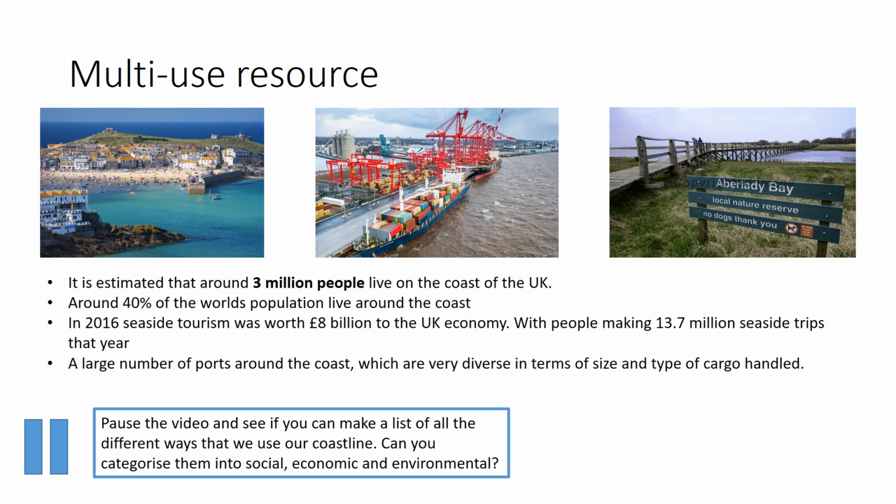So our coastlines are really important multi-use resources. It's estimated that around 3 million people live on the coast in the UK, whereas around 40% of the world's population live around the coast. In 2016, seaside tourism was worth £8 billion to the UK economy, with people making 13.7 million seaside trips just that year.